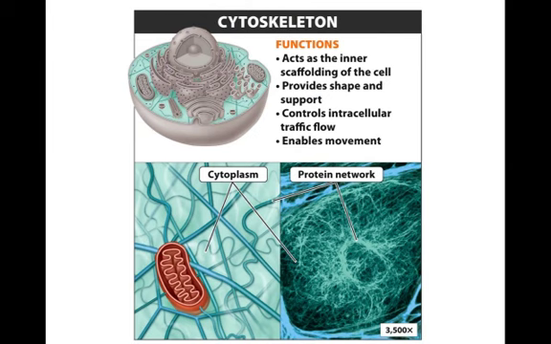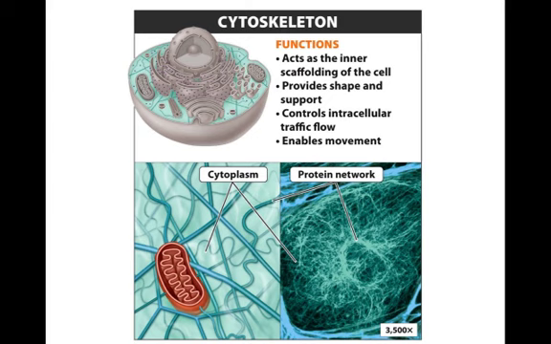So next we can talk about our cytoskeleton. So remember, the cytoskeleton is, as its name implies, cyto meaning cell, and then skeleton. So it gives shape, or is the skeleton of the cell. So it acts as the inner scaffolding of the cell. It provides shape and support to the cell, and it controls intracellular traffic flow.